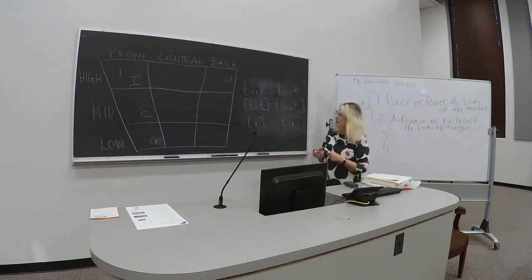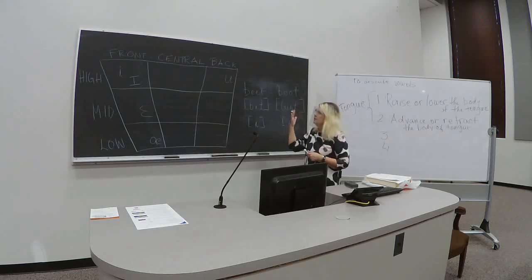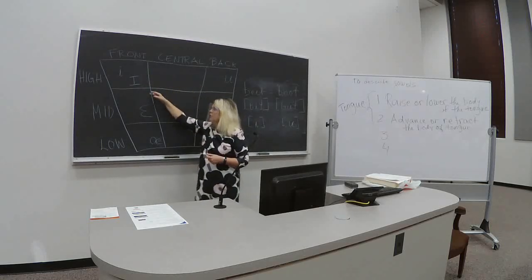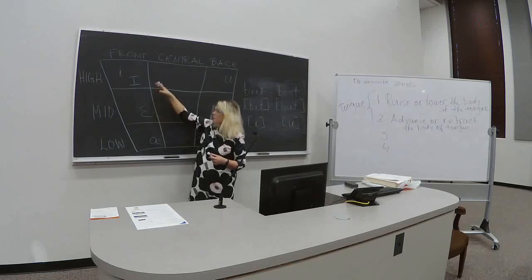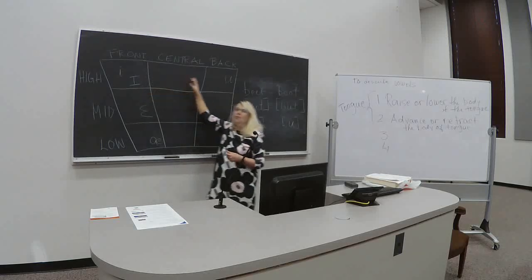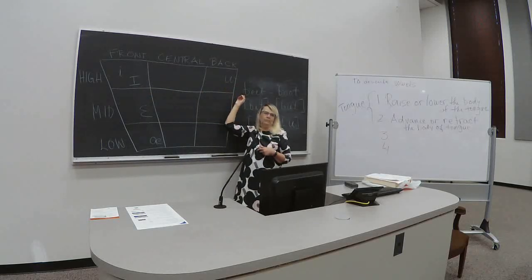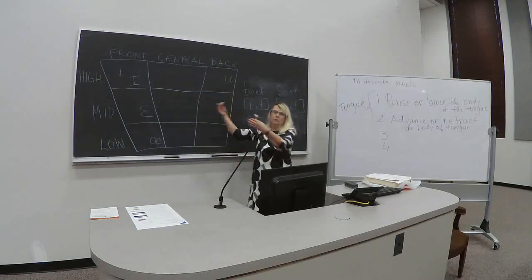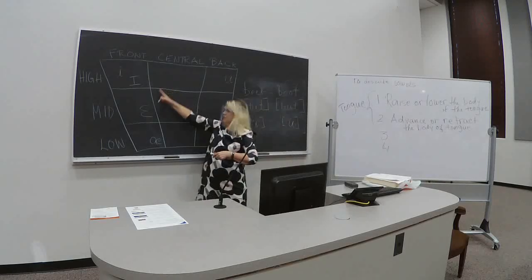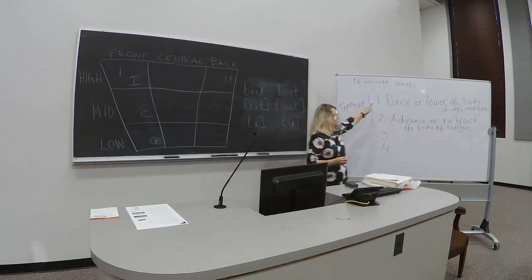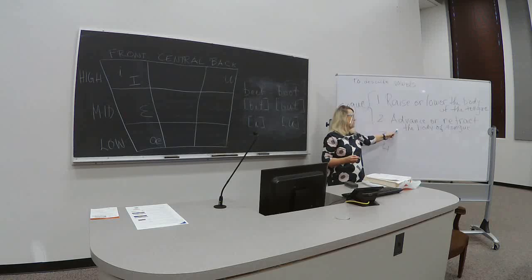So we are manipulating the shape of the oral cavity on the vertical level. So for this I, E, A, we are manipulating it on the vertical level here and on the horizontal level for E and U. So for E, U, we move the tongue on the horizontal level, for these sounds on the vertical level. So we can do both. Raise or lower the body of the tongue, that's the vertical movement. Advance or retract the body of the tongue, that's the horizontal movement. Okay?